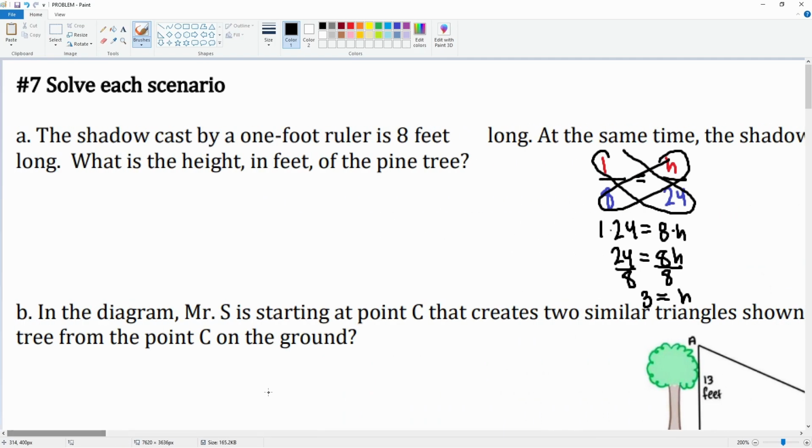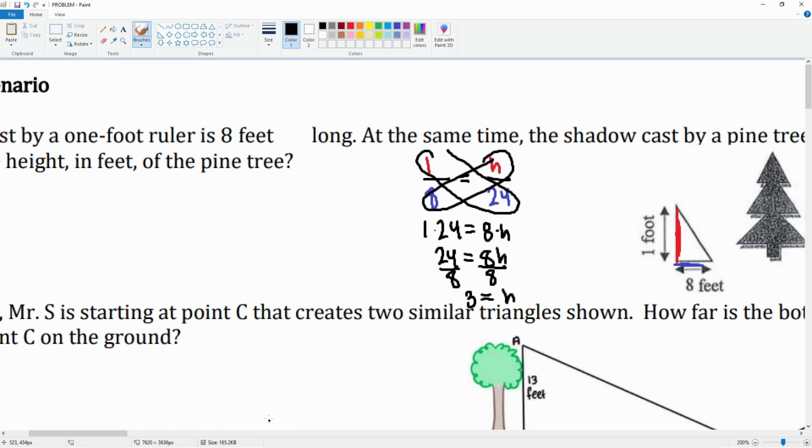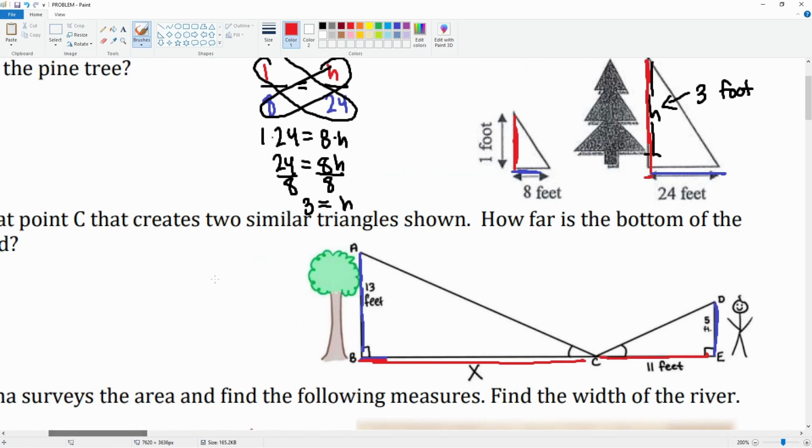Right? The next one, in this diagram, Mr. S is staring at a point C that creates two similar triangles. How far is the bottom of the tree to the ground? So they're looking for this distance here. Okay. All right. So let's set up the proportion. The vertical corresponds to the color blue, and the horizontal here, which is the distance, or shadow, we can think about as just the red. Okay.